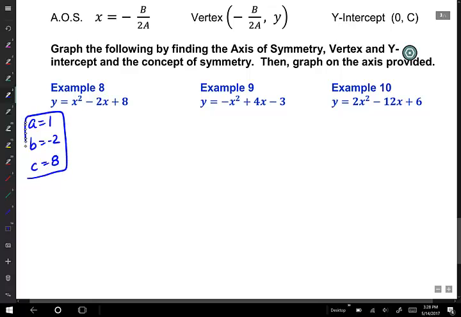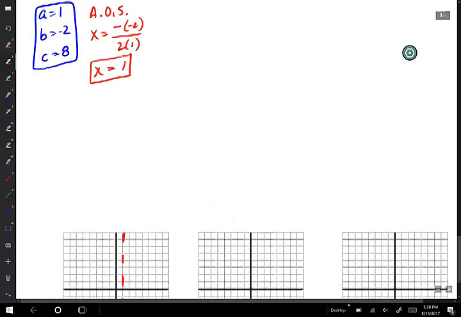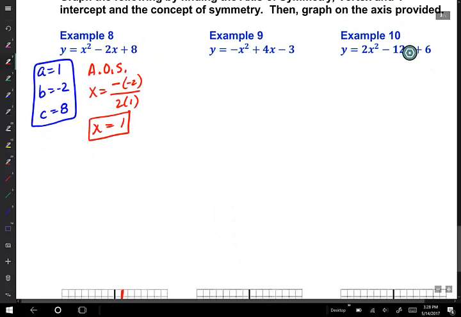So I'm going to put that in a box on the left, and now I'm going to find my axis of symmetry. My axis of symmetry is the value, the opposite of b over 2a. So the opposite of negative 2 over 2 times 1. So in this case, that's 2 over 2, or x equals 1. So my axis of symmetry is x equals 1. So I'm going to graph that down here as a dotted vertical line, x equals 1. And I have to know that my vertex falls on that point.